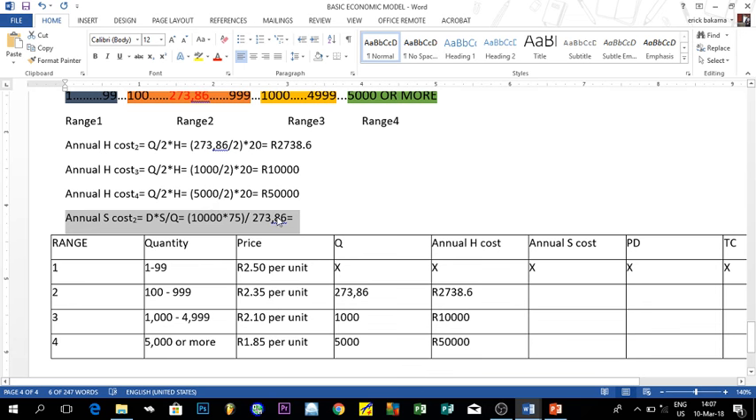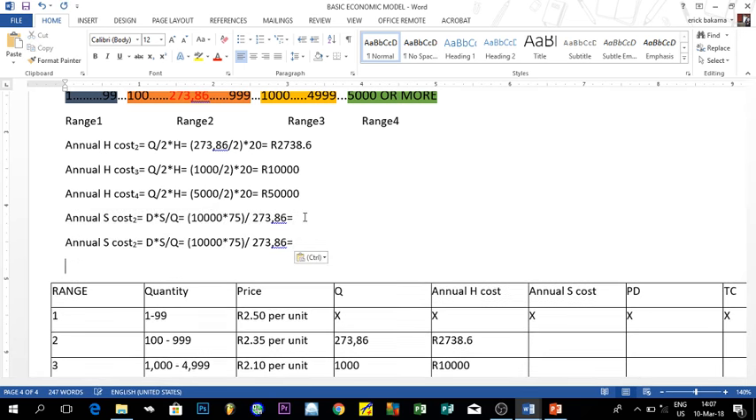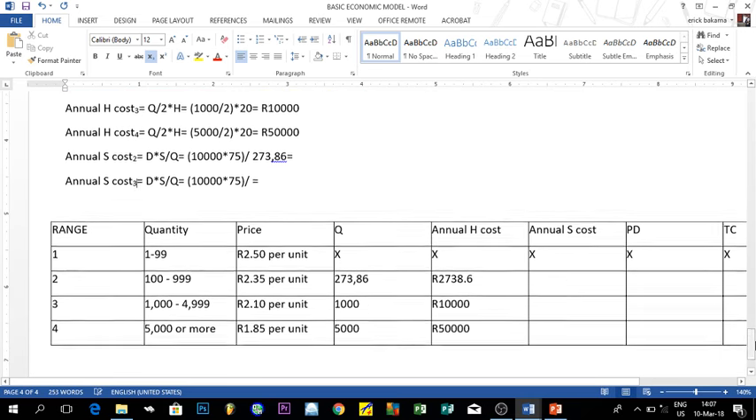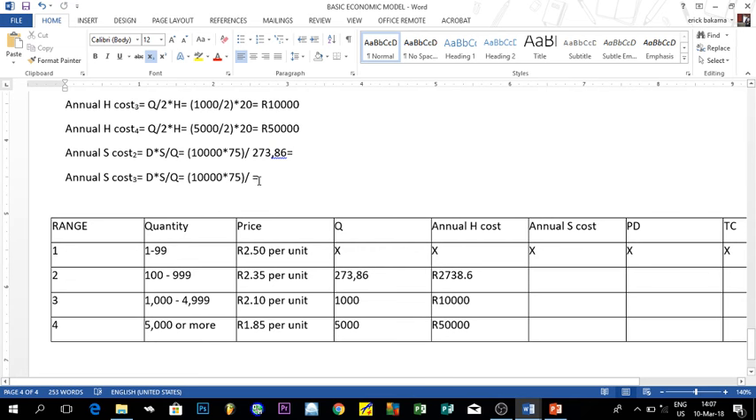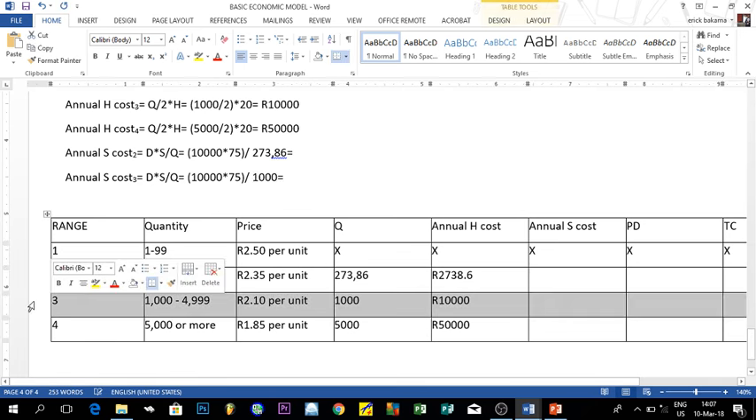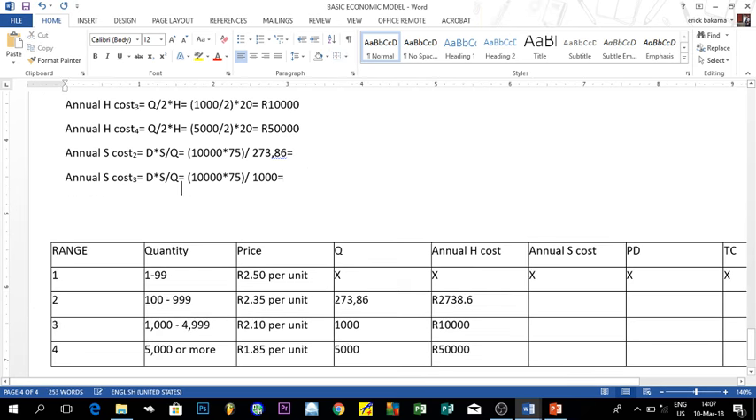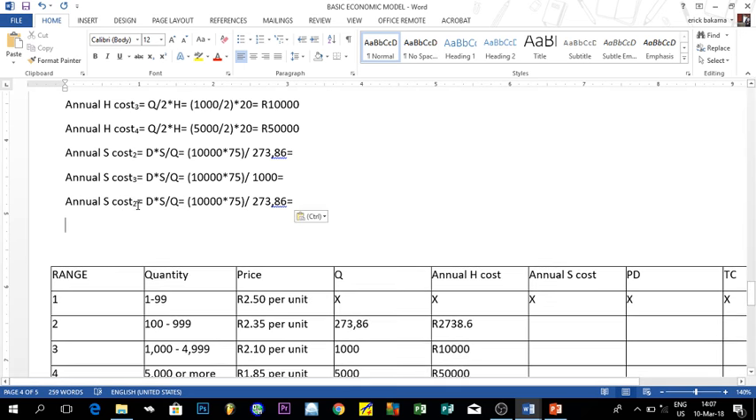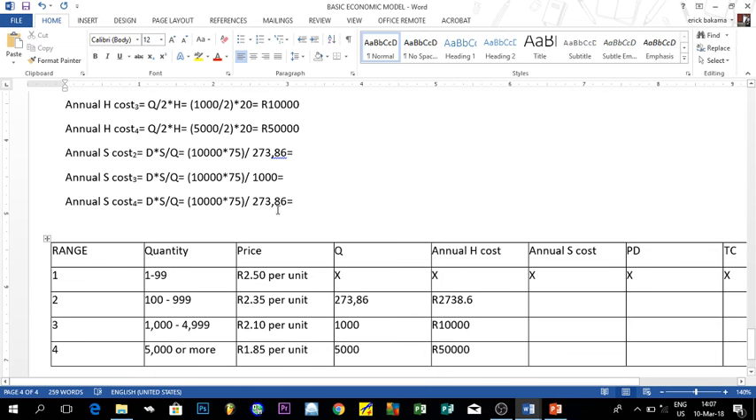So I'm going to copy and paste the same formula again so that we will find everything quickly. D is still the same; we multiply by S and we divide by Q. The value of Q for this one is 3, so D S over Q, and then the value of Q here is 10,000. We are taking the Q from the third range here, and then we do the same thing for the fourth interval. We have a value of D that is already given, that is 10,000, S is 75, and the value of Q is 5,000.